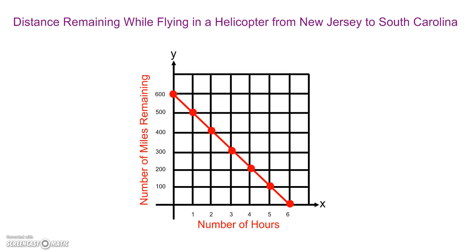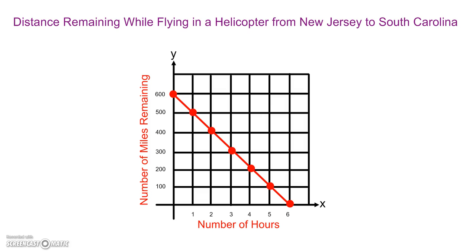If you look along the x-axis, you'll see that it takes about 6 hours to fly from New Jersey to South Carolina. And if you look along the y-axis, it's about 600 miles between New Jersey and South Carolina.